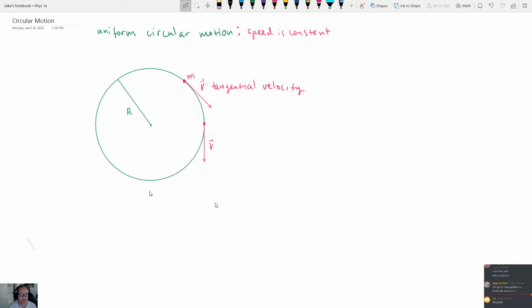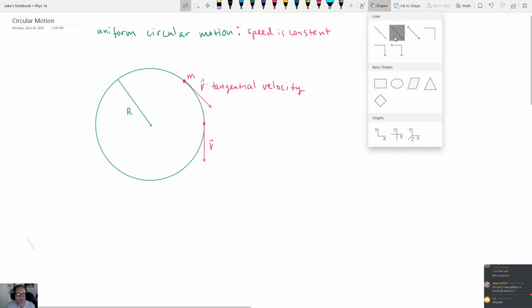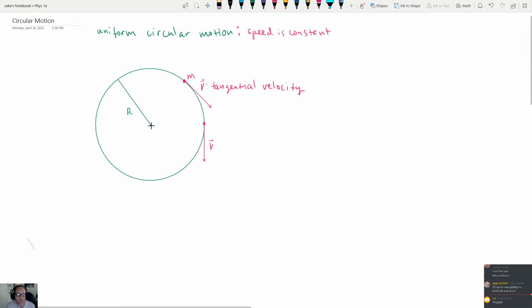And what we'd like to argue here, or prove, is that there's going to be an acceleration on an object that travels in a circle that points toward the center of the motion. That's what we'd like to prove. So to do that, we're going to draw some position vectors on here. We'll use black. So this will be the initial position vector.